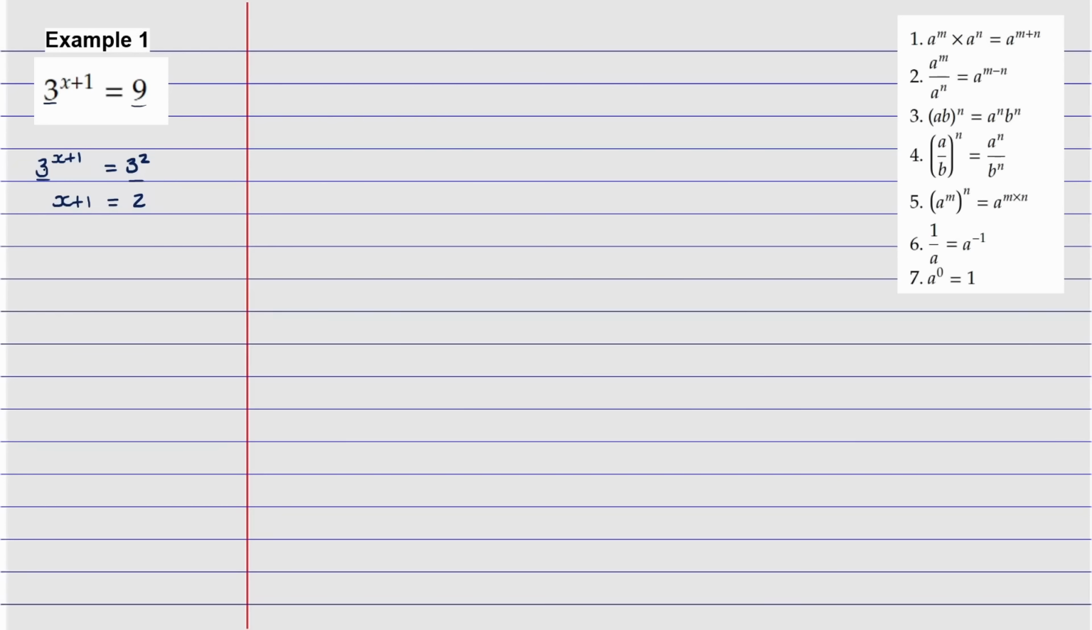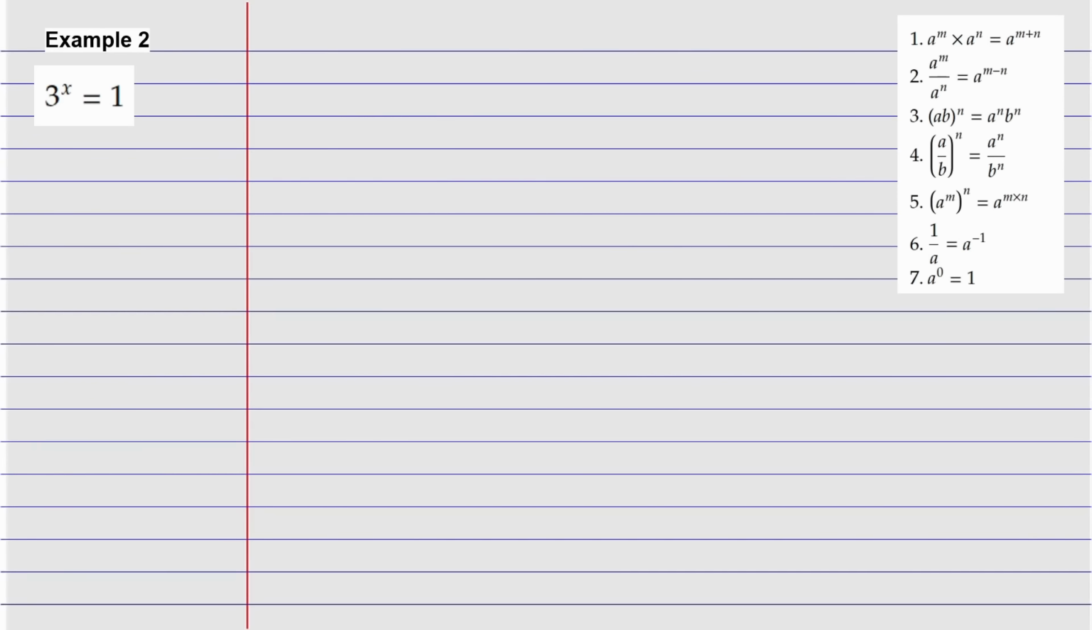The reason why we could do that, remember, is that this is 3 and 3 is the same base, so we can drop them and equate the exponents. I hope that makes sense. So now we can just solve for x. Take the 1 to the other side. So it's going to be x is equal to 2 minus 1. Therefore, x is going to be equal to 1. So that's how you would solve for x in this question.